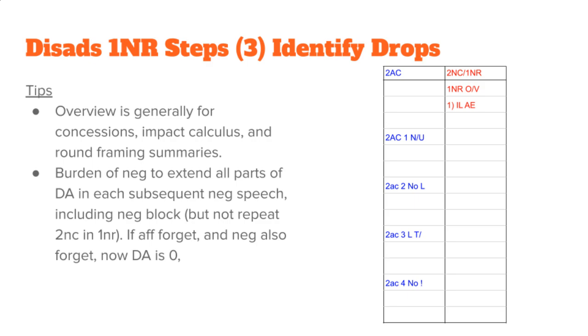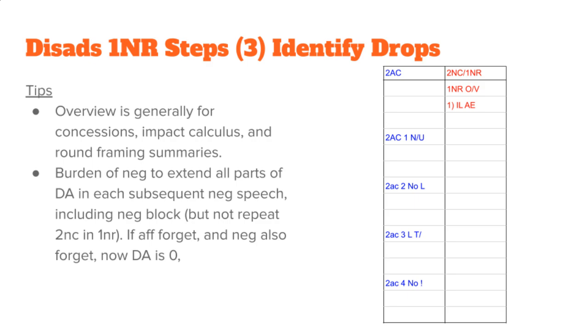And so your job is to take the internal link, the argument extension, and you put it in the overview. The overview generally has 2 purposes. One of them is for concessions, and then the other is for impact calculus or sort of round framing summaries. But for concessions, it would go in the overview. This is super, super important for novice because it happens all the time where your opponent forgot to attack your impact. And you're like, great, they forgot the impact, so I'm going to forget the impact too. Because if they didn't answer it, I don't got to answer it.